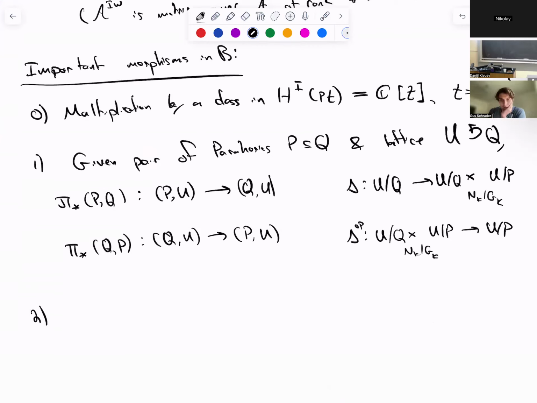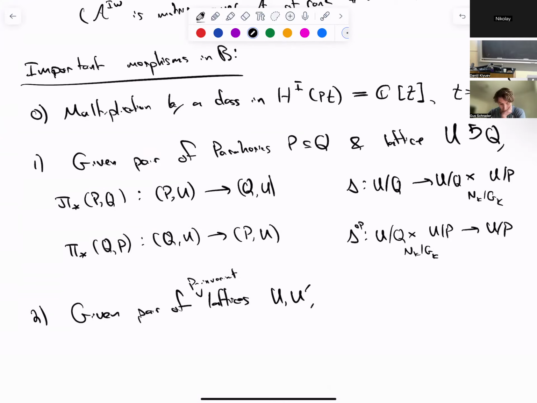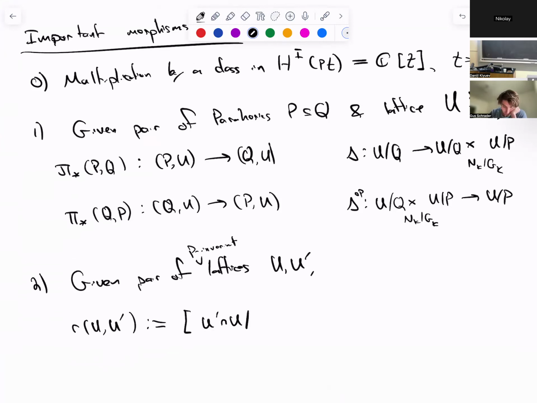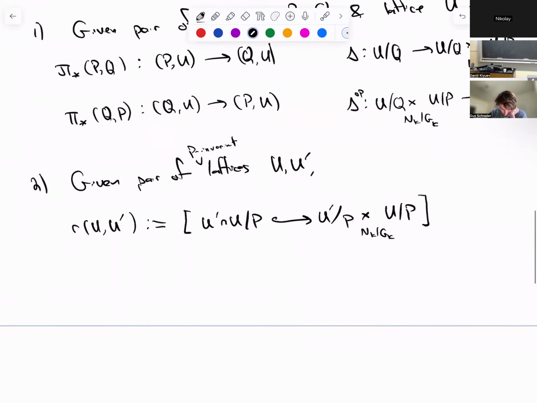Next, we can also swap two lattices. So given a pair of lattices, U and U prime, which are P-invariant, there's this morphism denoted by R, and this will be the class defined by this inclusion. And this R will act on, I will define a polynomial representation later. It'll act on the polynomial representation by the Euler class of these two lattices. So we recall that briefly in a bit.